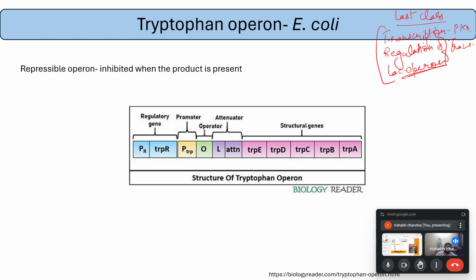Okay, so starting with the tryptophan operon. As the name suggests, it is linked with the production of tryptophan. Tryptophan is an aromatic amino acid.